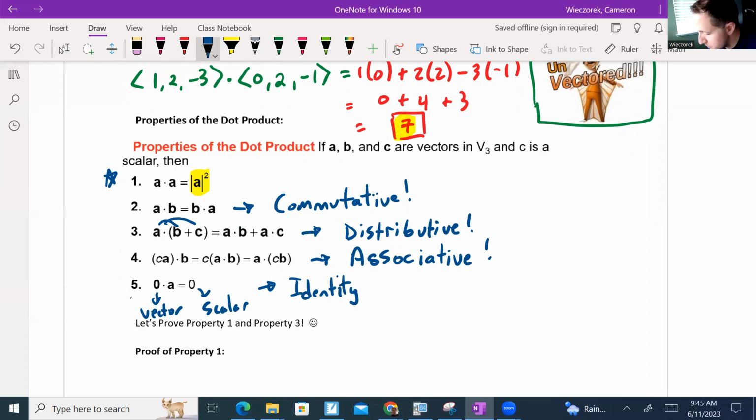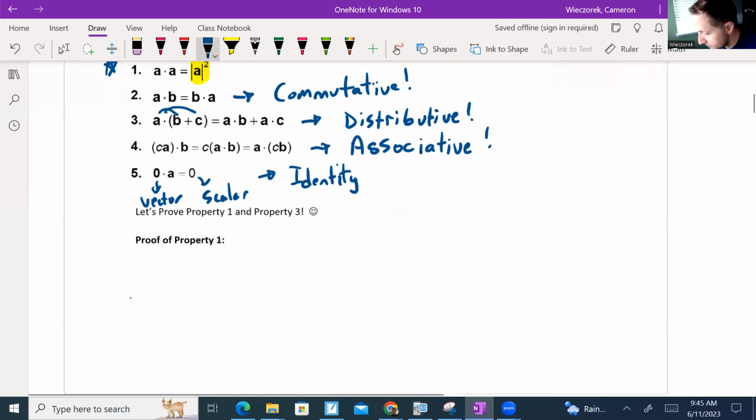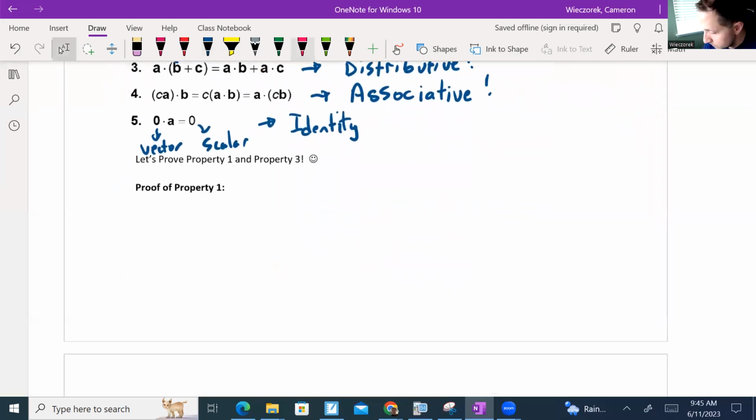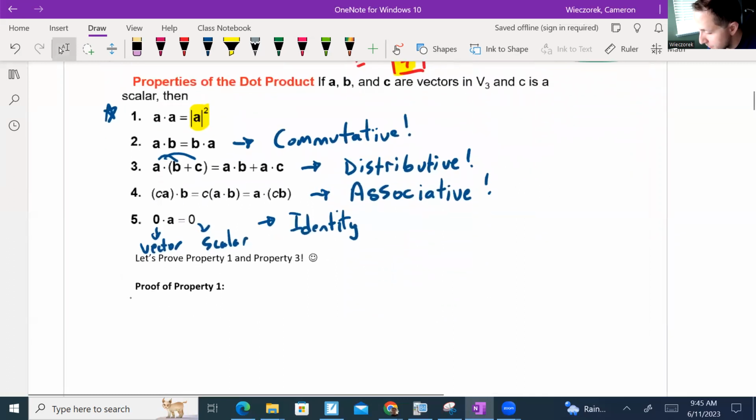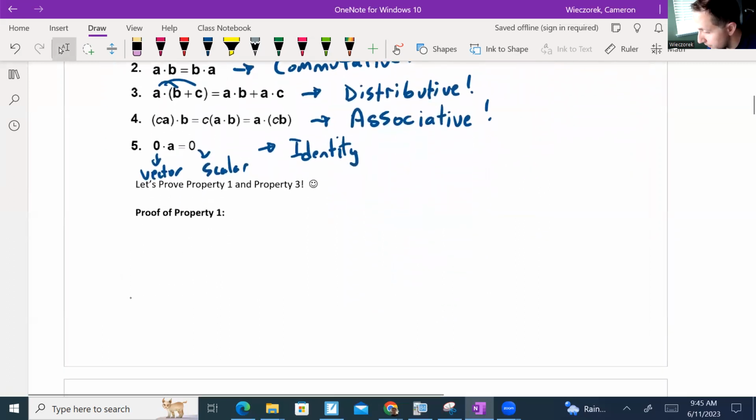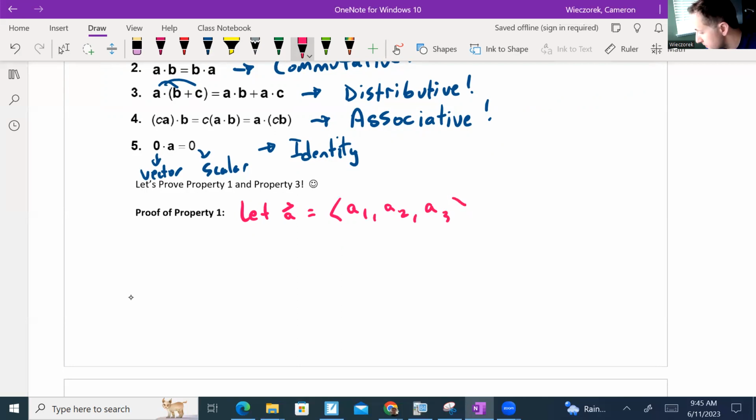Okay. Let's prove property 1 and property 3. So in the first one, I want to prove that A dotted with itself is the magnitude of A squared. For all of these, I'm going to start by defining a vector. Let's let A, and we're going to do this in R3. You could prove this in R2 in the same way with just two components. So let's let A be A1, A2, A3, where those are real numbers.